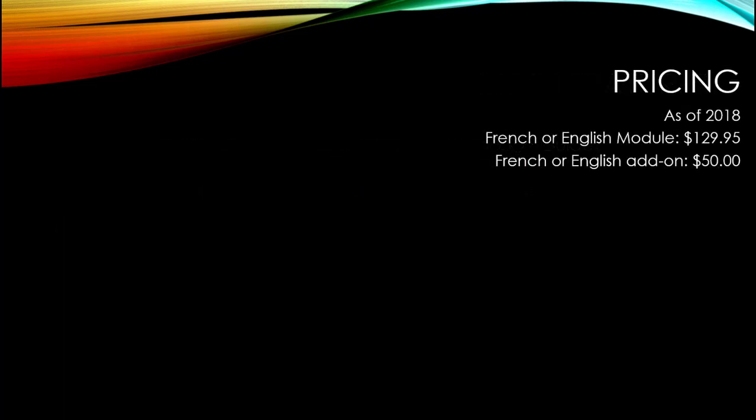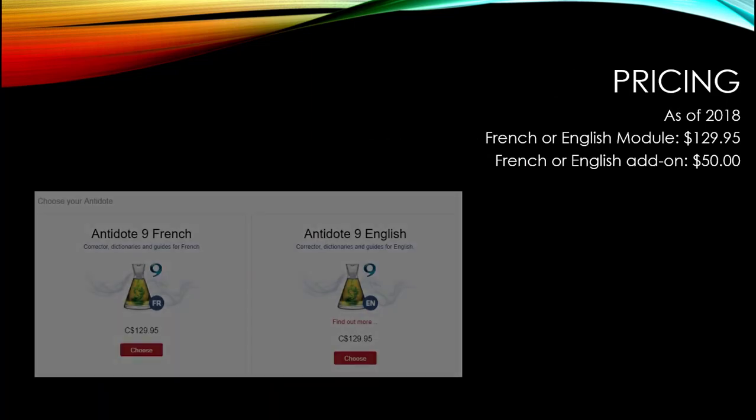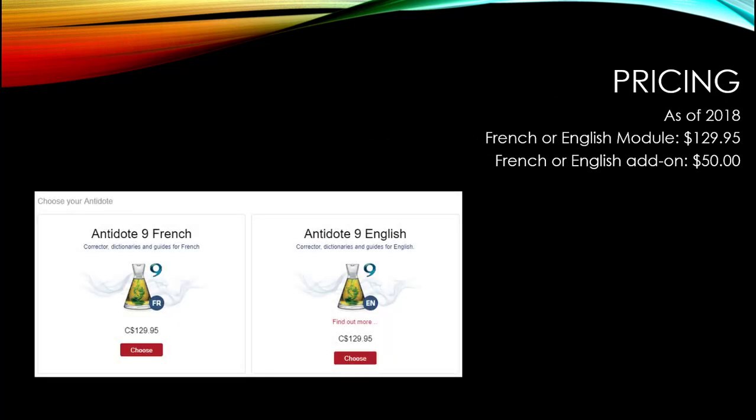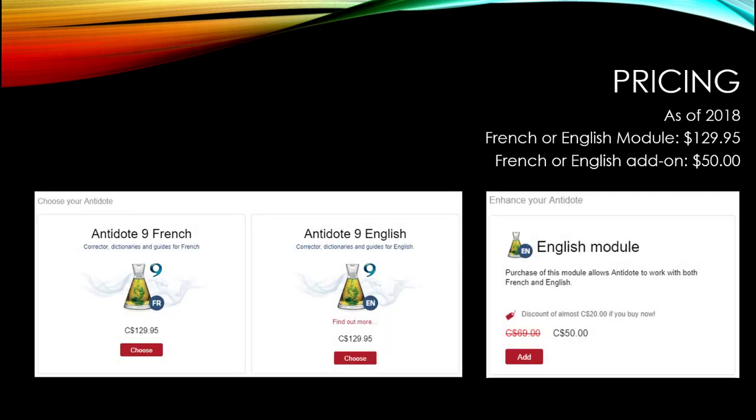This software sells for $129.95 as of 2018 for the English or the French module, and you can have the other language added on for another $50. So now that we've covered a basic overview of Antidote, we can move on to how to use it.